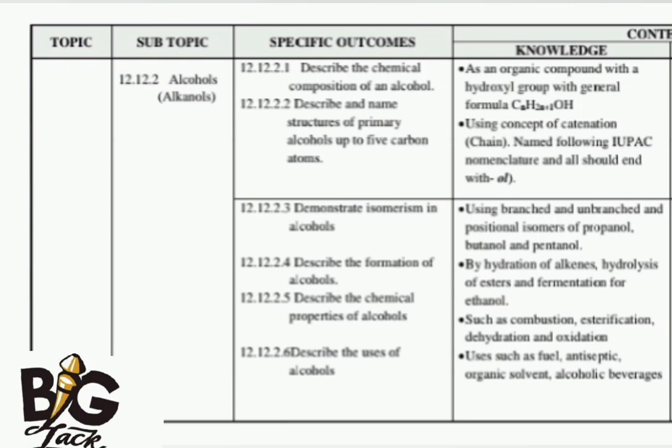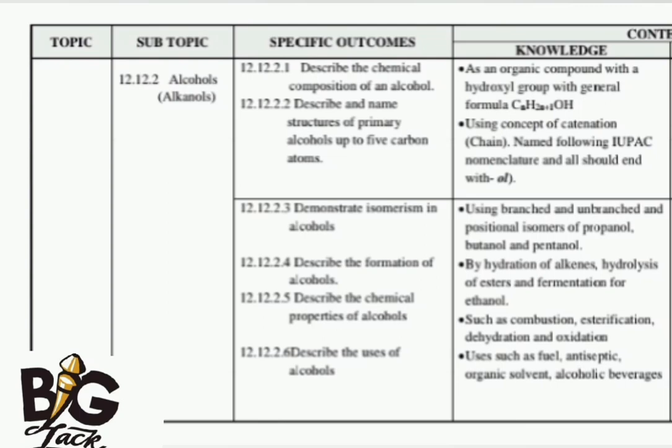Apart from that one, you also need to know how to describe and name structures of primary alcohols up to 5 carbon atoms. So you need to know how to name them using the IUPAC nomenclature. All alcohols end in -ol. Apart from that one, you also need to demonstrate isomerism in alcohols, and also describe the formation of alcohols.